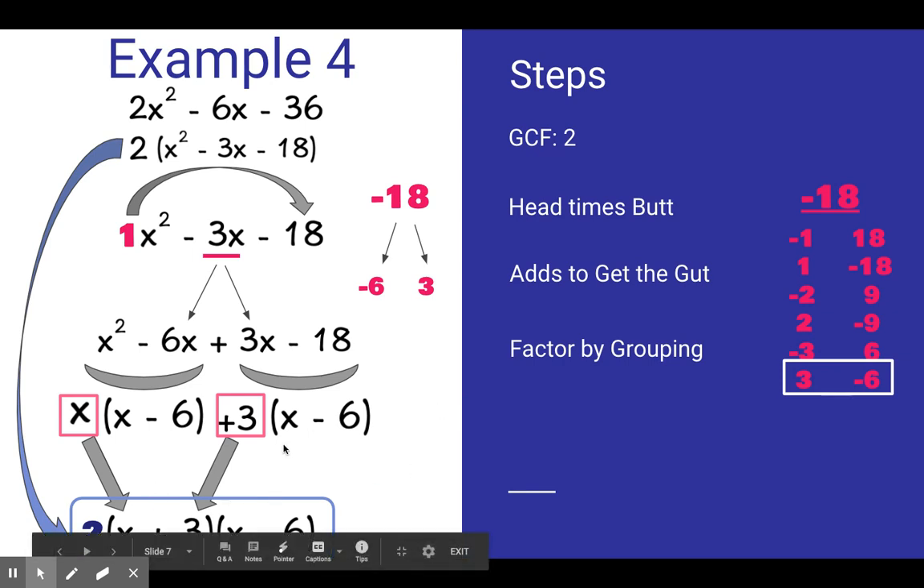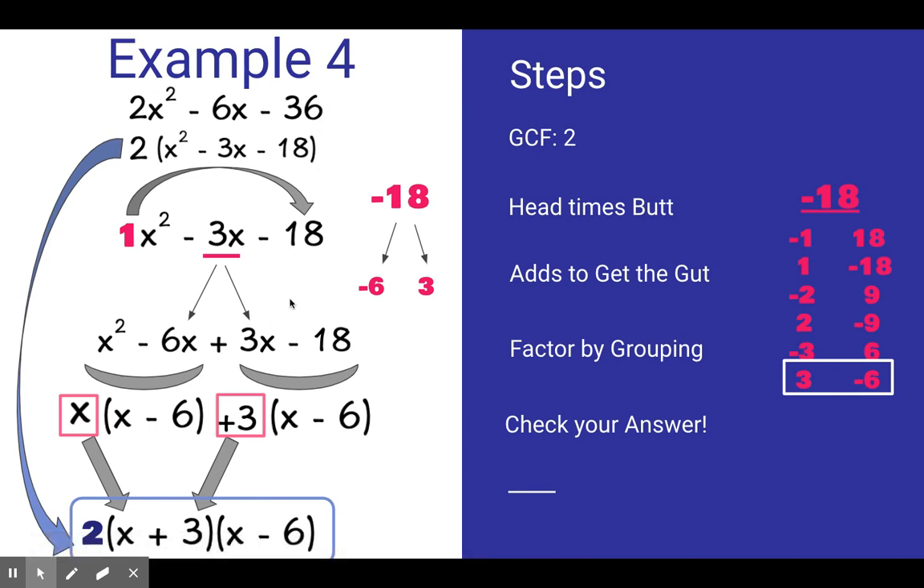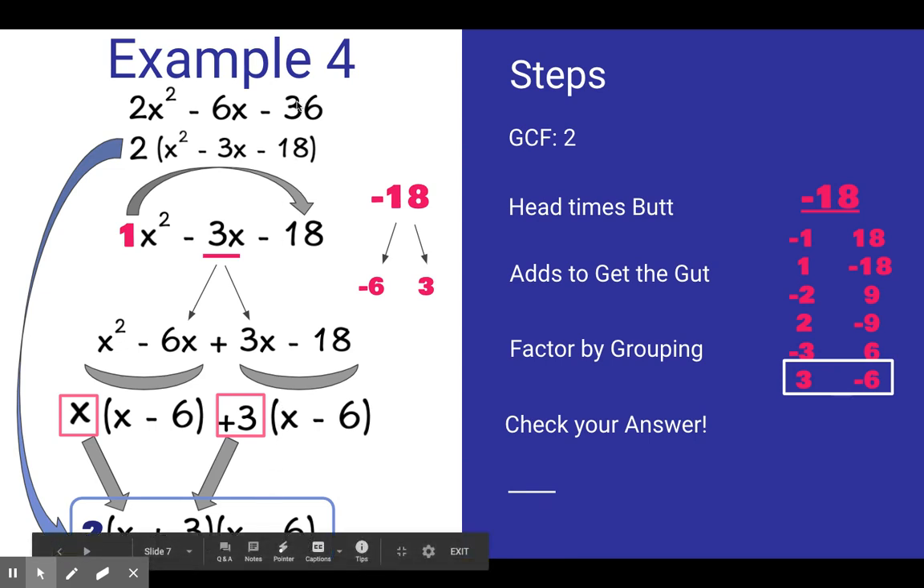Once again, I could check my answer by multiplying it all out, and I should get this original. Or I could use Desmos, and I could graph both functions here, the factored form and the standard form, and it should be the same graph.